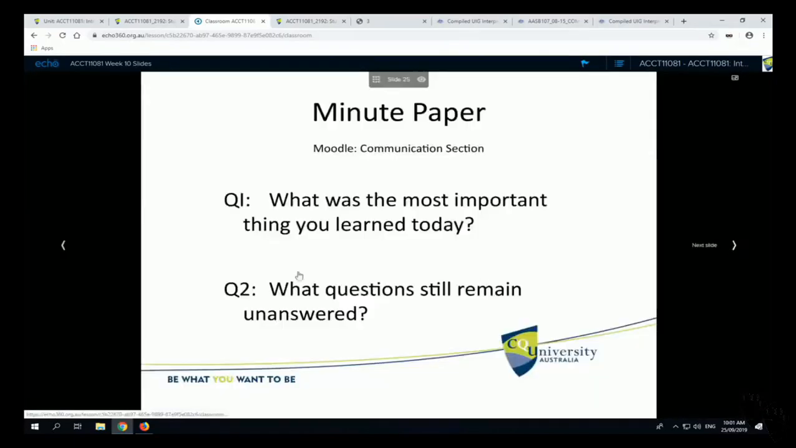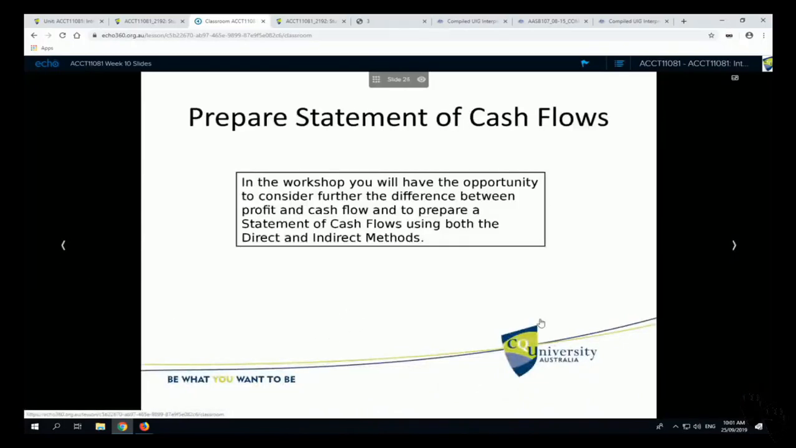All right, so I think I just skipped over one, yes. So we have been through a bit of heavy content today. Now, you will get opportunities in your workshop to further consider the differences again between profit and cash flow, and you'll also be able to prepare a statement of cash flows using the direct and indirect methods, all right? Even if you just have to work through my slides again in class with your local lecturers and tutors, that's fine. Okay, that's actually a really good thing to do.